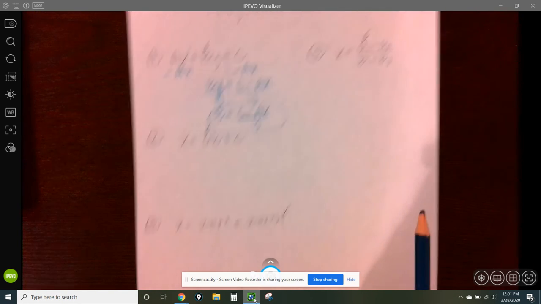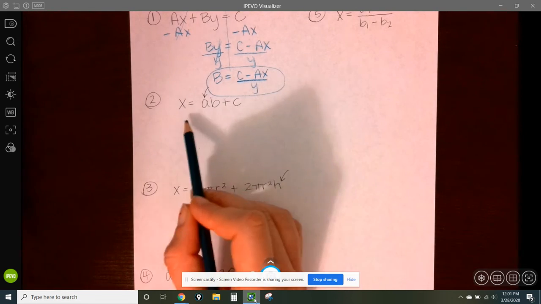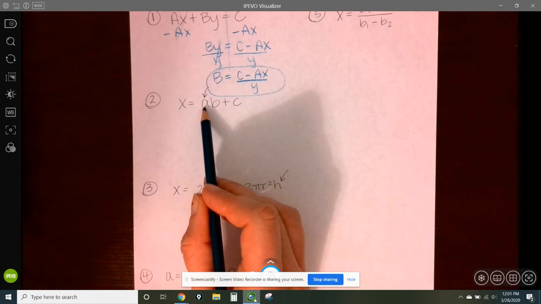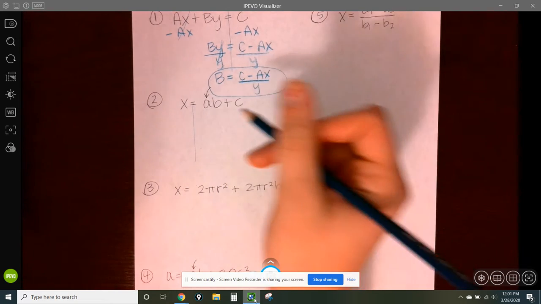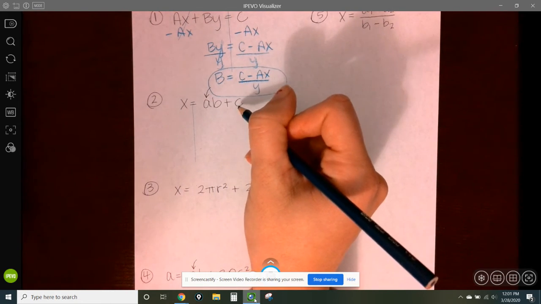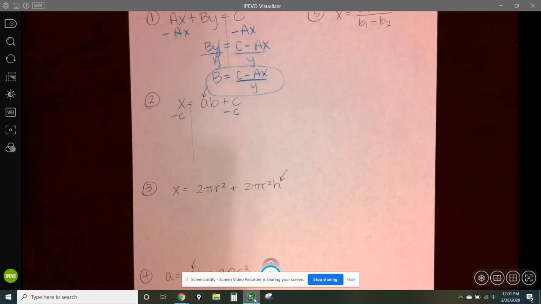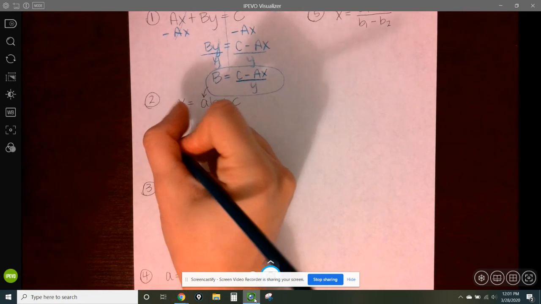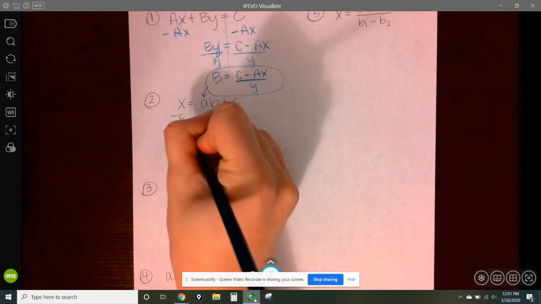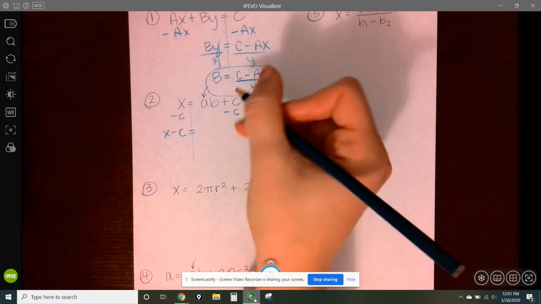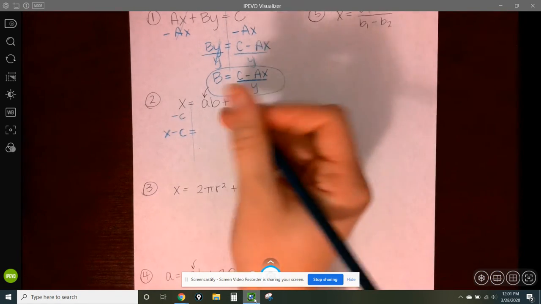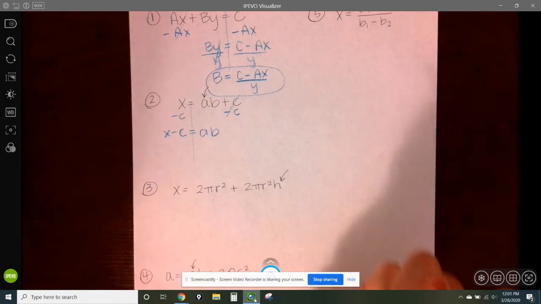So there's one example. Okay, number two, here's a different type. This time we're trying to solve for this a. Every time we do the addition or subtraction part first, so I need to get rid of this plus c. So I'm going to subtract c from both sides. So on the left, x minus c, I don't know what that is. I just leave it as x minus c. On the right, this plus c minus c cancels out, and I just have ab.